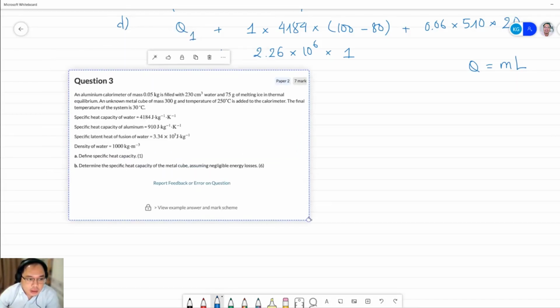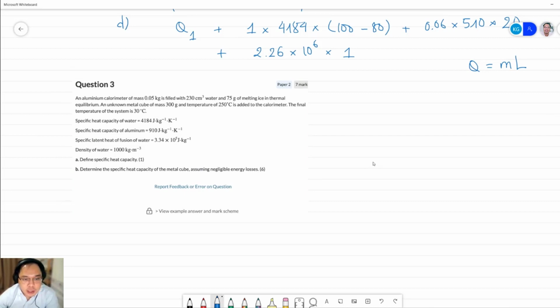Capacity. An aluminum calorimeter filled with that amount of water. Ice, this is more difficult. Ice, equilibrium. An unknown metal cube, 300 gram, is added to the calorimeter. The final temperature is 30. Okay, so you have three things at three temperatures.